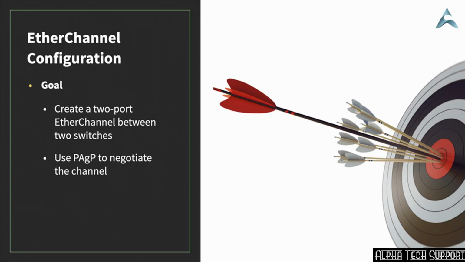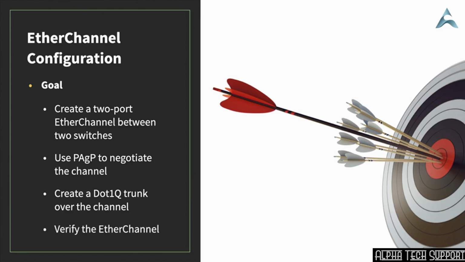And once we have the channel set up, we want to set up a .1Q trunk over the channel. After all, a trunk could really benefit from an EtherChannel thanks to the increased throughput of an EtherChannel and a trunk carrying traffic for multiple VLANs. So it's really common to configure an EtherChannel to act as a trunk. And once we're done, we'll verify the EtherChannel. Now let's go out to the live interface and set this up.